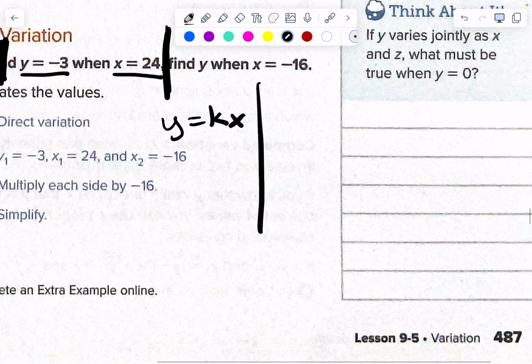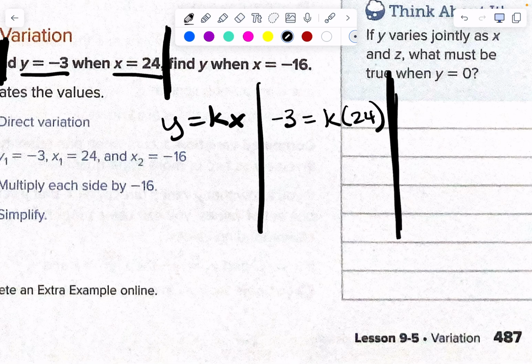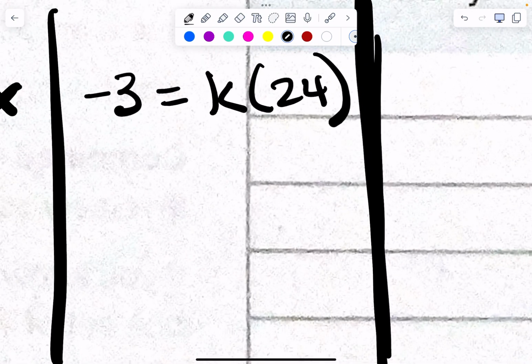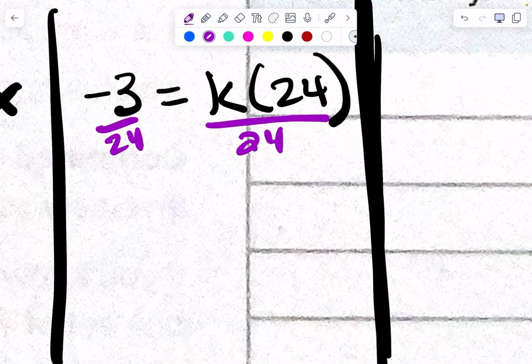Okay, I'm going to plug -3 in for y, and I'm going to plug 24 in for x. And what am I doing in the second part? I'm solving for the constant. I'm trying to find what my constant is, right? So I plugged -3 in, I plugged 24 in, and I'm going to solve for k by doing what? Divide by 24. Okay, -3 divided by 24 is -1/8.